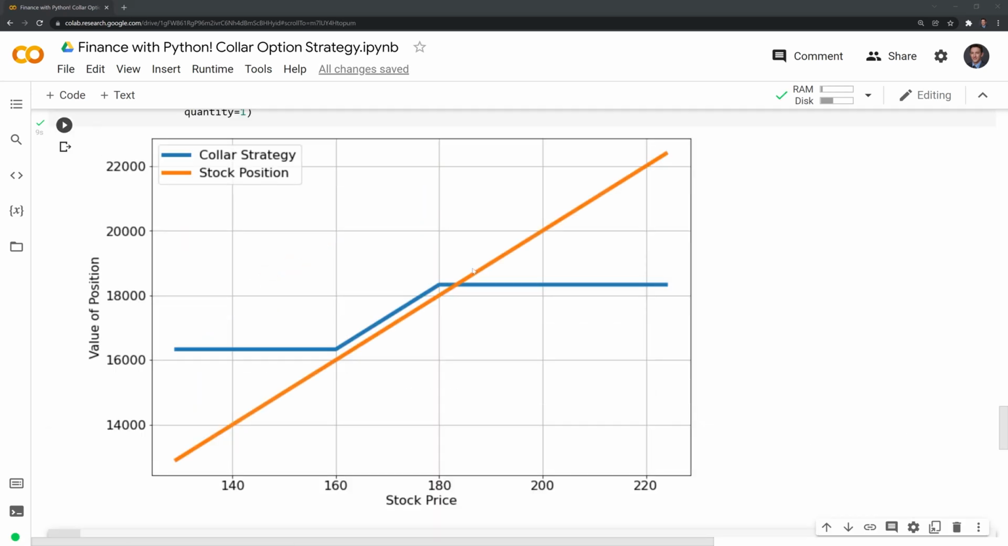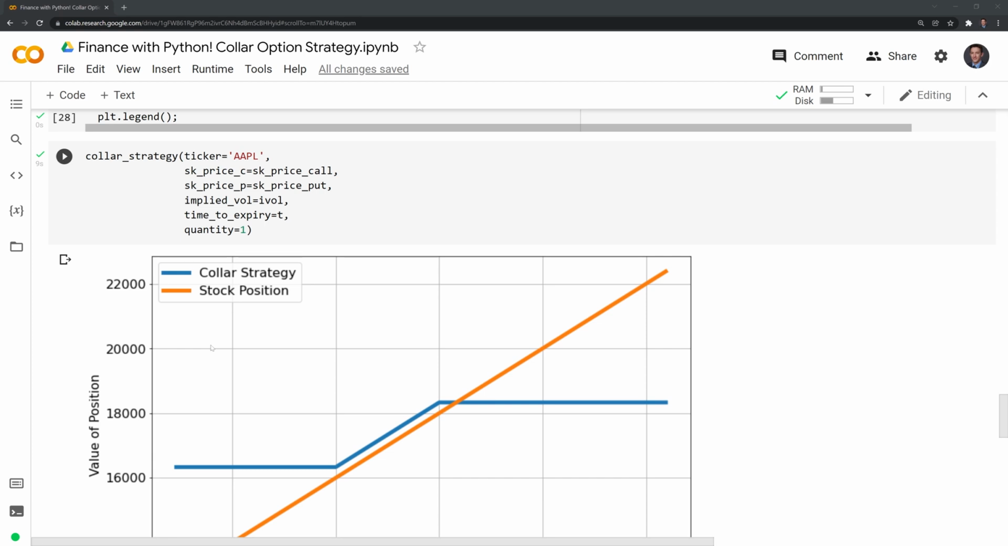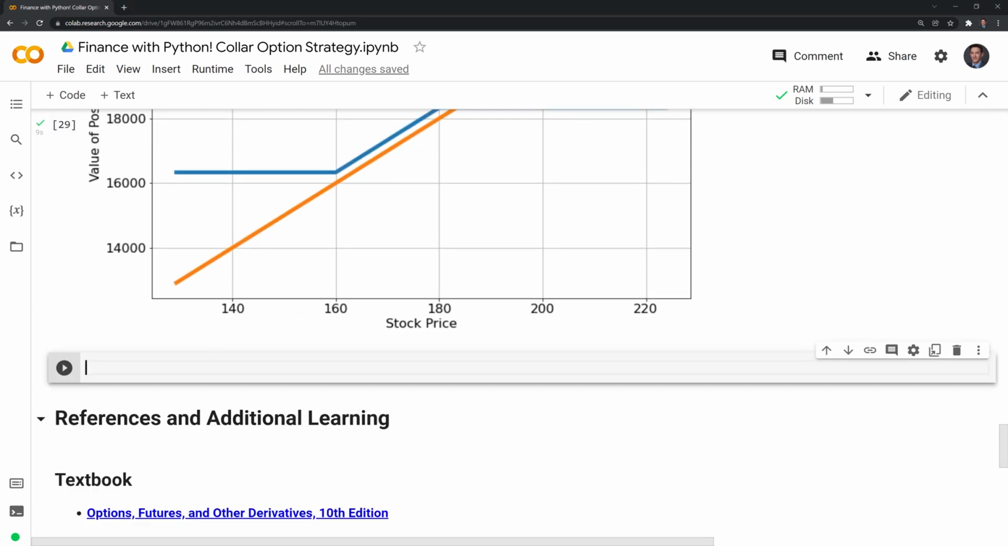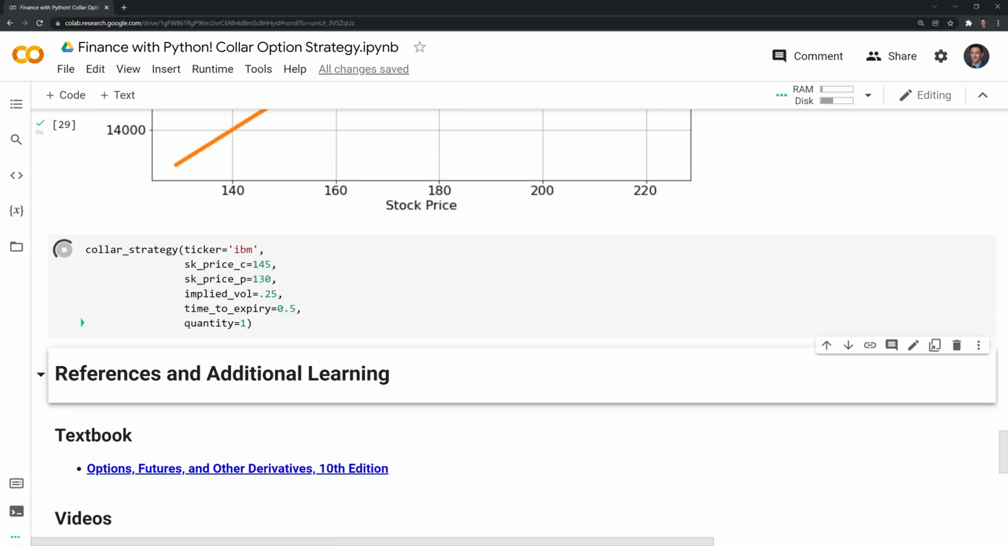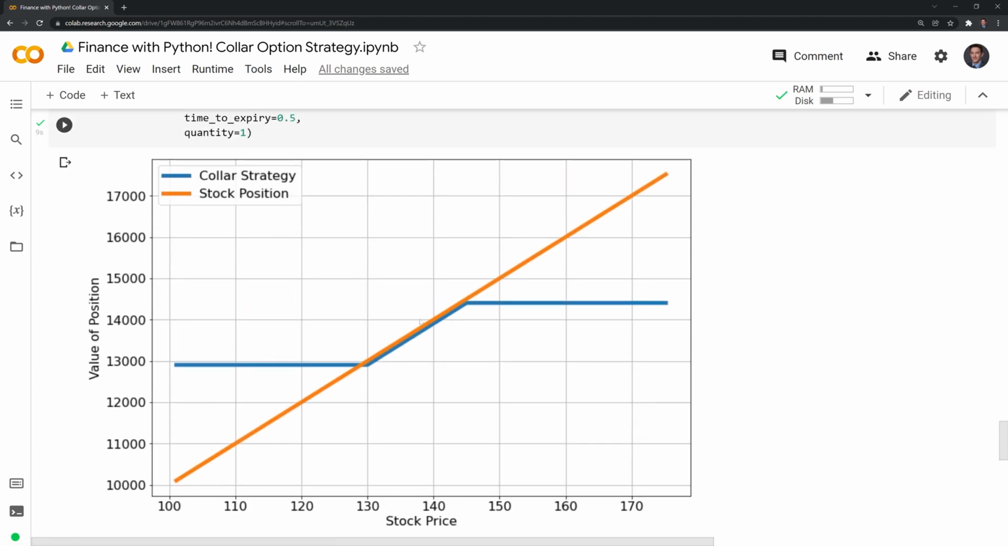And we can see that our function was able to recreate what we did in the cells before for Apple shares. What we can also do is run this for IBM shares just to test this out. And it looks like it went through as well.